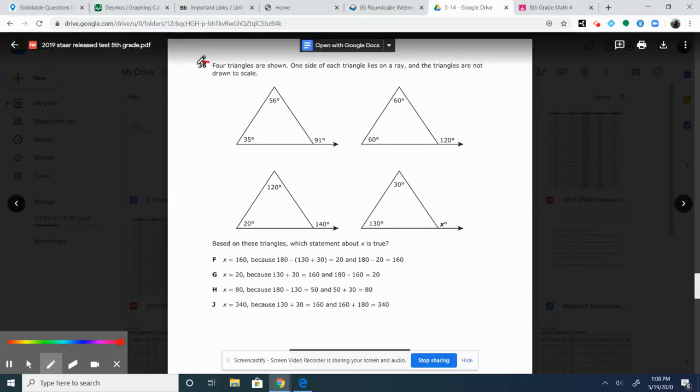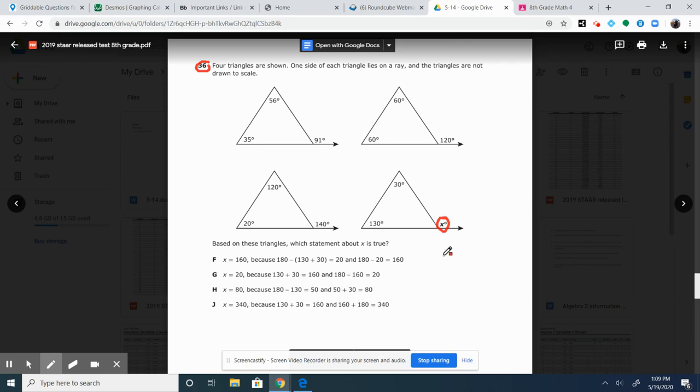With number 36, it says, 4 triangles are shown. One side of each triangle lies on an array and the triangles are not drawn to scale. So based on these triangles, which statement about x is true? So we're trying to find what x is, first of all. That's what the first part of the answers are saying.